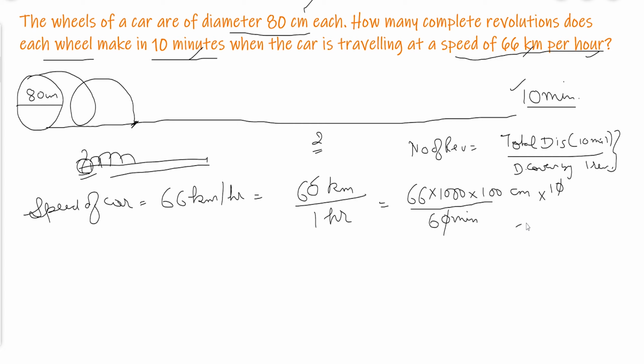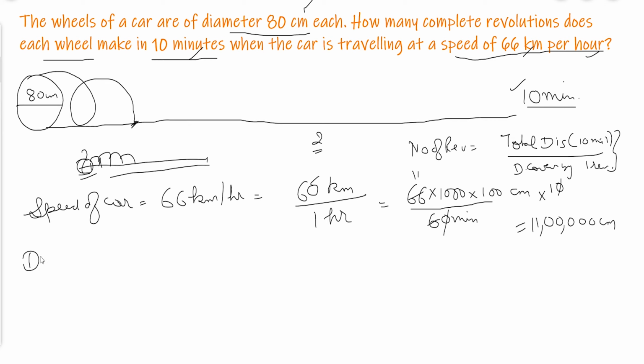After cancellation, we'll be getting this as equal to 11,00,000 centimeters, or you can read it as 11 lakh centimeters. Now this is the distance traveled by the car in 10 minutes. Now after this, we are supposed to find the distance covered by the wheel in one revolution.